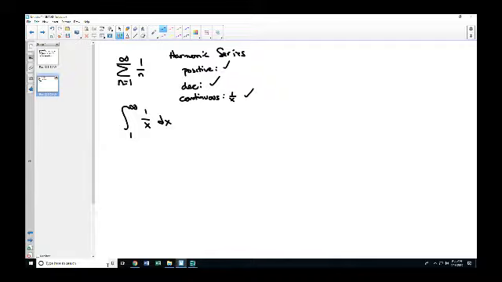How do we deal with improper integrals? You make it a limit with R approaching infinity. Good. Go ahead and solve that problem.